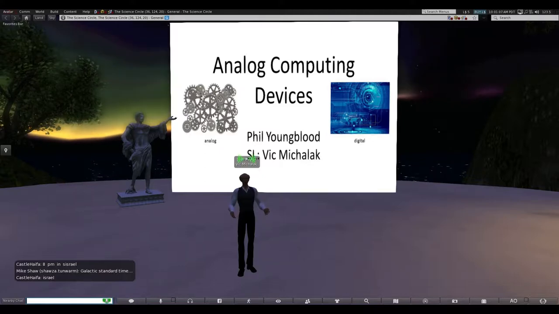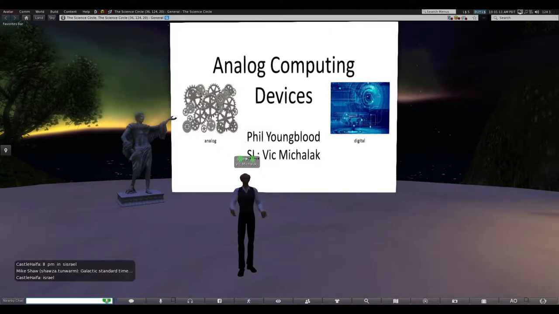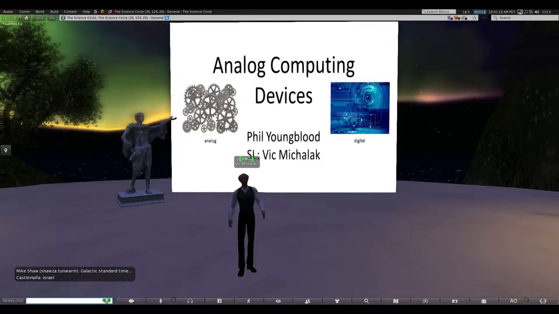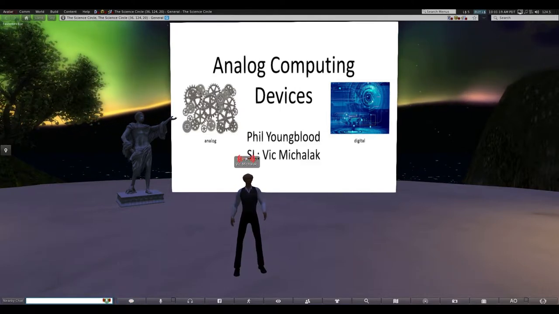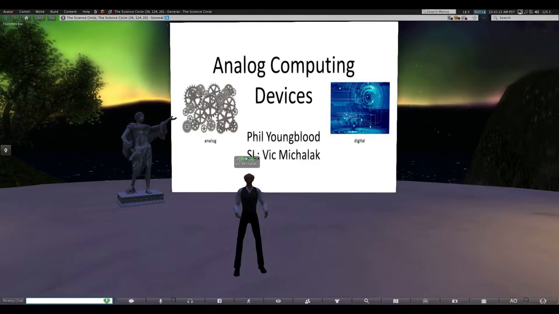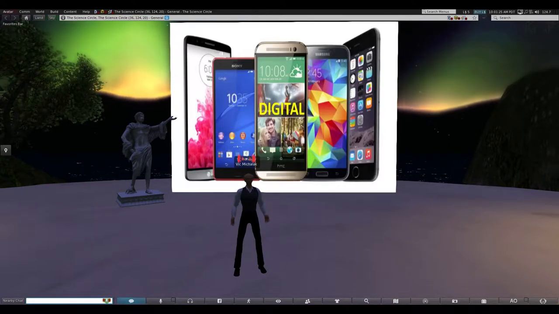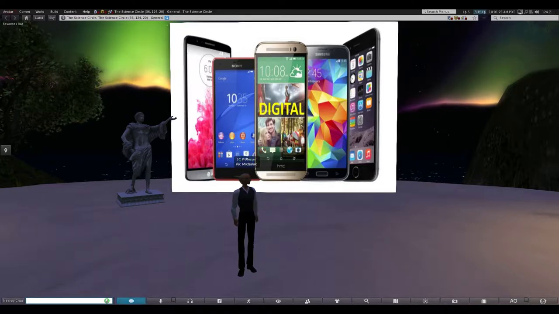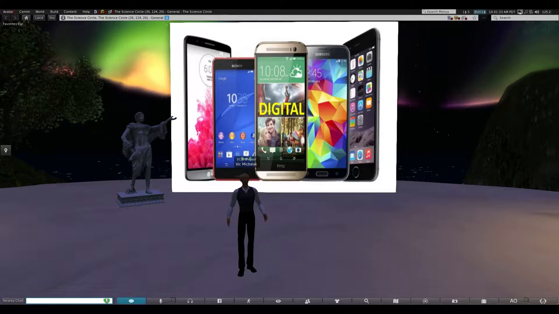Okay. So today I'm going to present on a topic that I have found fascinating for some time, which is the idea of analog computing. So the first thing I need to do is look at what we mean by analog and digital. This is a computer today. And I will talk a little bit about what we mean by a digital computer.